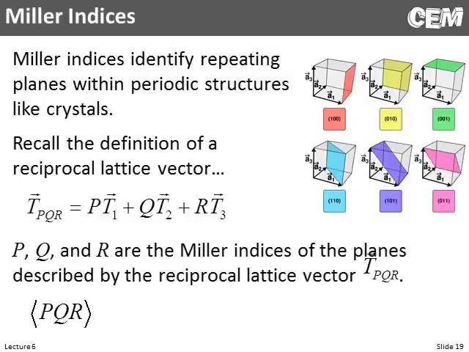As a quick aside, we're not going to really use this, but Miller indices really are reciprocal lattice vectors. If you pull off the integers from a lattice vector in reciprocal space, those integers p, q, and r, those would be your Miller indices. So I just wanted to make that connection, but we're not going to talk in terms of Miller indices in this class.